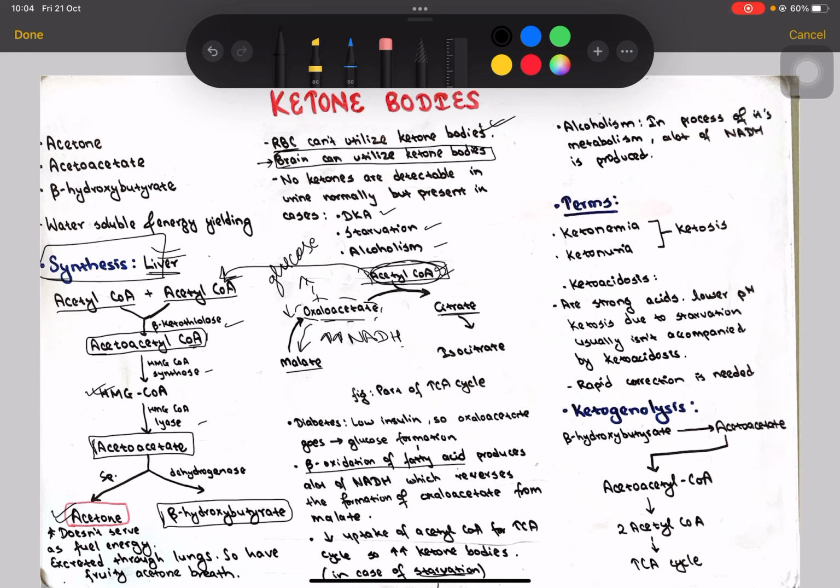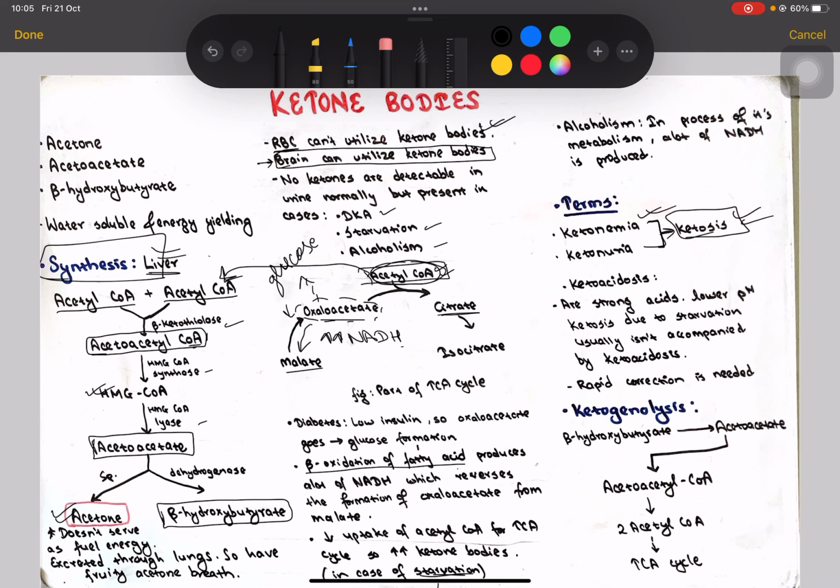Likewise, in case of alcoholism, in the process of its metabolism, a lot of NADH is produced. So the same thing happens and it results in the formation of ketone bodies. Now let's know about some terms. What is ketonemia? When the rate of synthesis of ketone bodies exceeds the rate of utilization, its level increases in blood, and that is ketonemia. Ketonuria means ketones are excreted through the urine and are detectable in urine. Both of these together are termed ketosis.